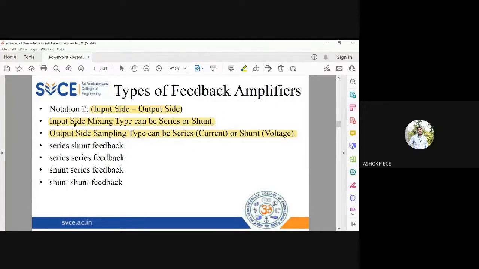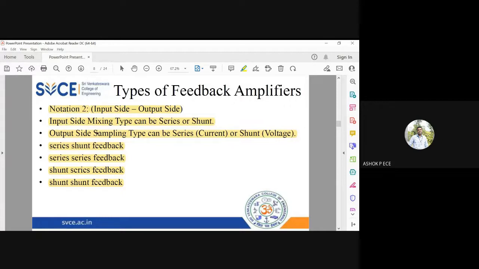So input side mixing can be series or shunt. Output side sampling can be series or shunt. So the four combinations are series-series, series-shunt, shunt-series, shunt-shunt. That is the four naming. Is it clear? It is the same as notation one, only one change I am going to make.